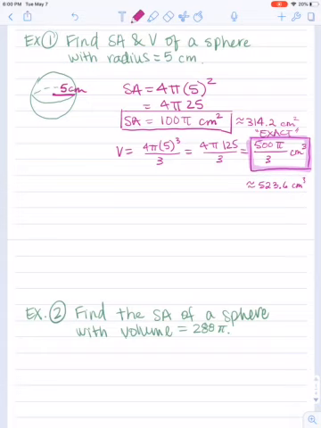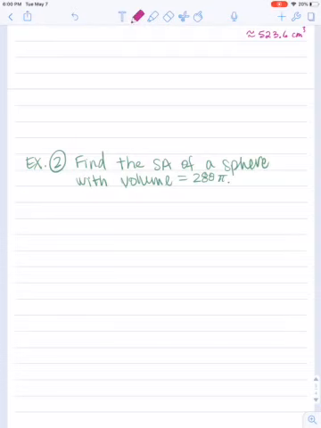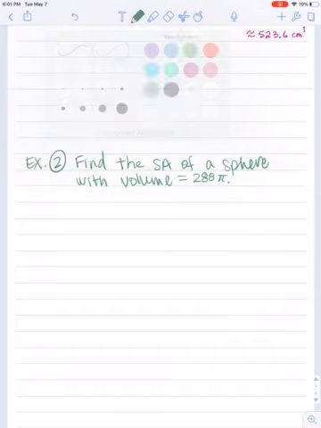Now, you'll also see problems where you have to work backwards and find the radius. So let's look at this next one. Write this down and feel free to pause if I'm going too fast. It's the wonders of videos, right? So find the surface area of a sphere with volume equal to 288 pi. I guess we'll stick in some variables there.